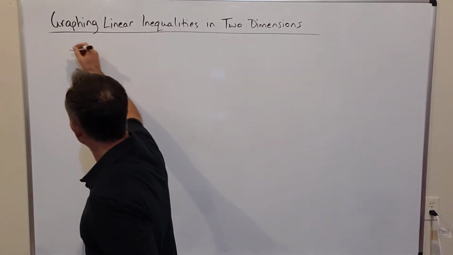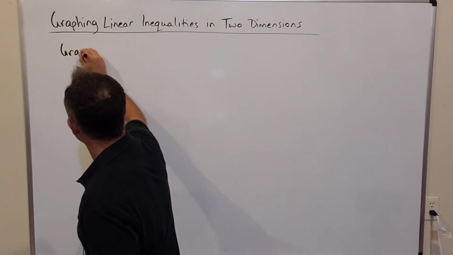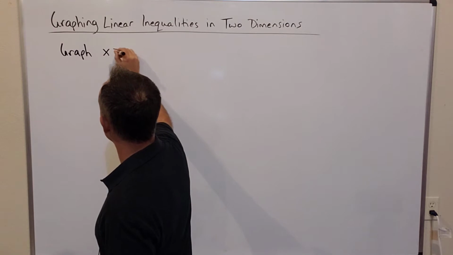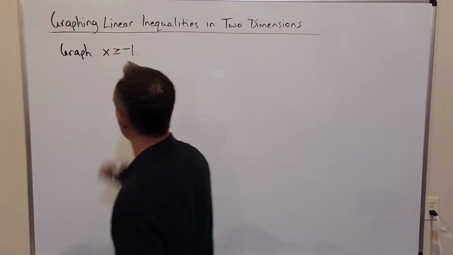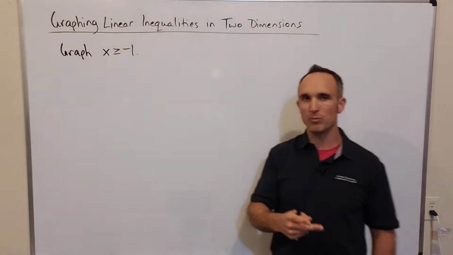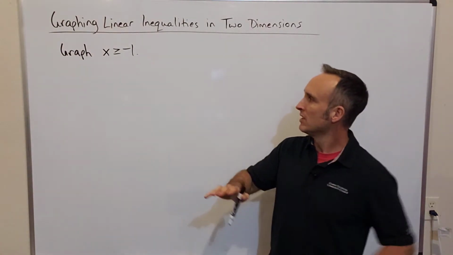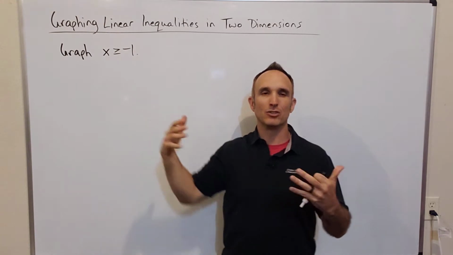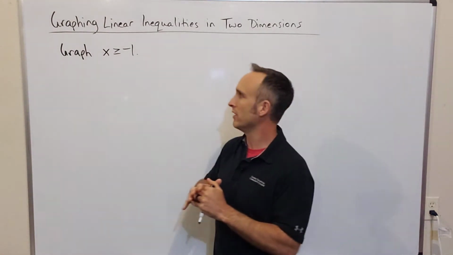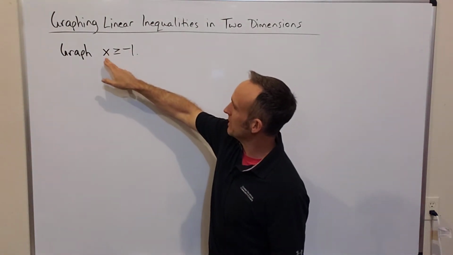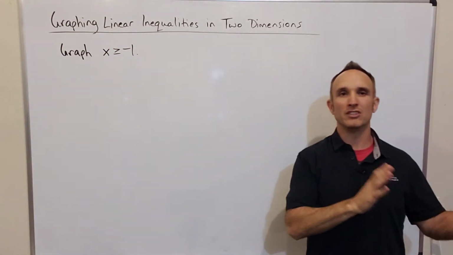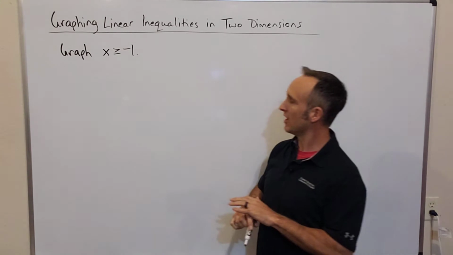Let's say I want to graph the inequality x is greater than or equal to -1, and we want to graph it in 2 dimensions. Let's say this is one-dimensional because there's one variable, okay? One variable. And it's linear because that variable is to the first power. So we know in 2 dimensions it's going to be a straight line.